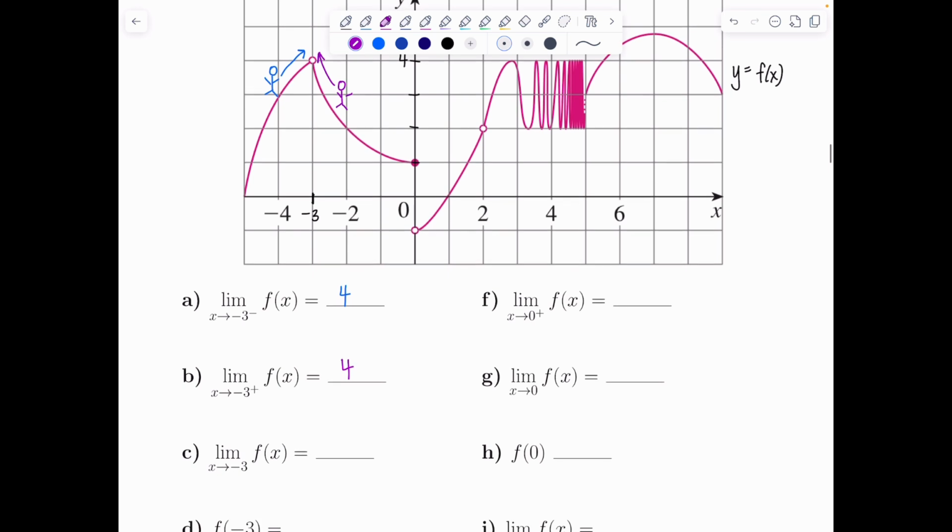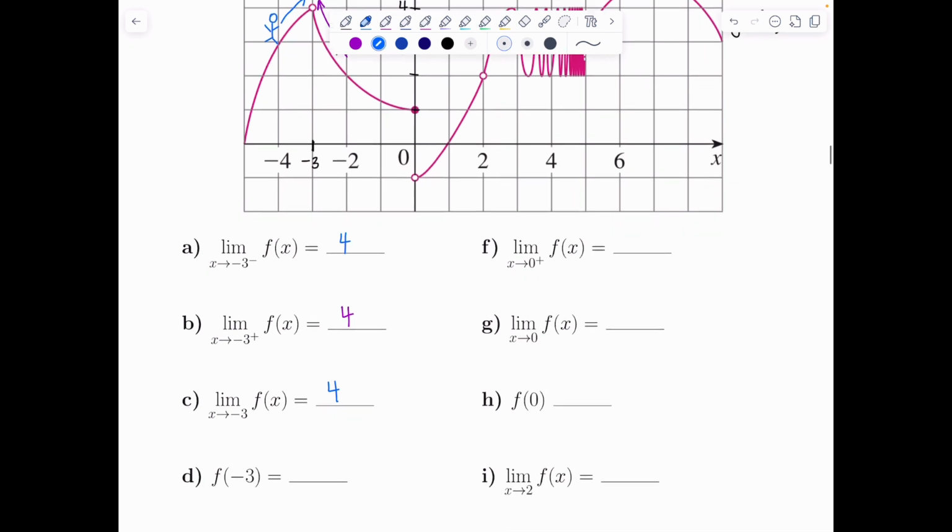So then what can we say about the two-sided limit as x approaches negative 3? See how we didn't say from which side? So then you look back at part A and B. From the left and from the right, we were approaching 4 both times. Beautiful. That means this is going to be 4 as well.